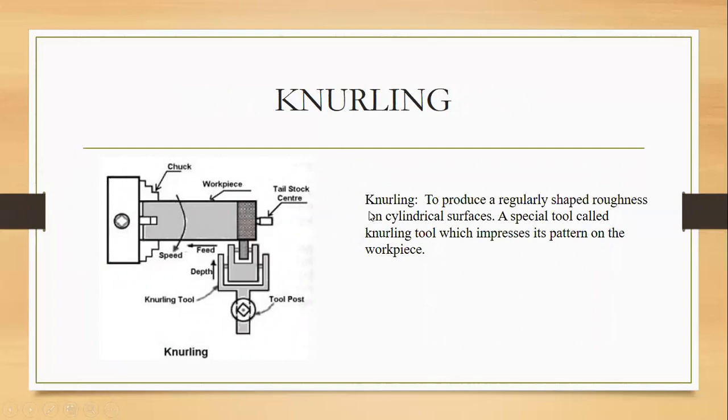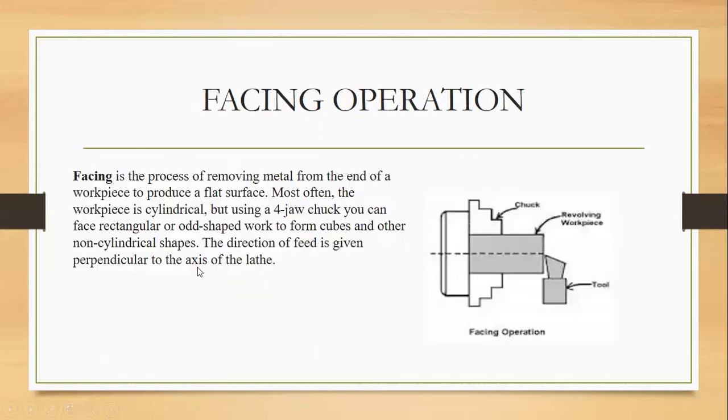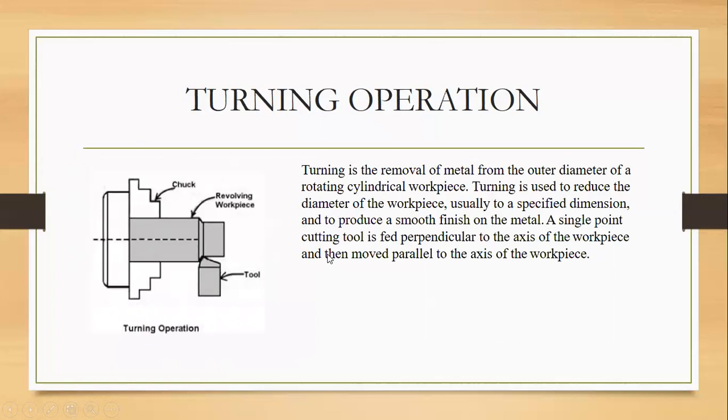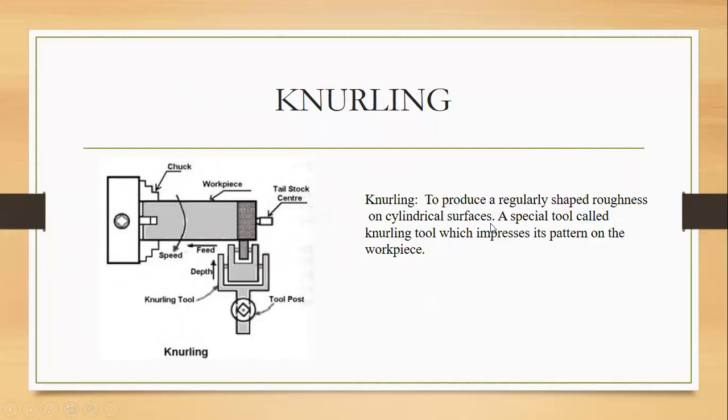And after that, knurling. So this is knurling. This tool is called the knurling tool. In the turning operation and facing operation, we use a single point cutting tool. But in the knurling operation, we use a special tool. The tool is called the knurling tool. The tool is used for knurling operations only. That is, we make an impression, making a grip on the workpiece at the end.